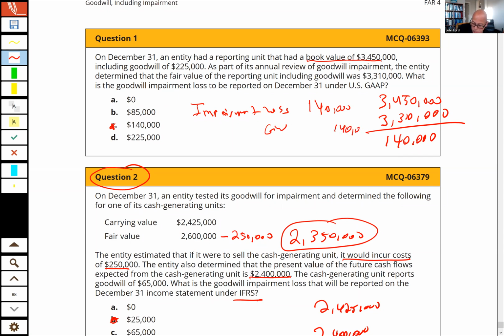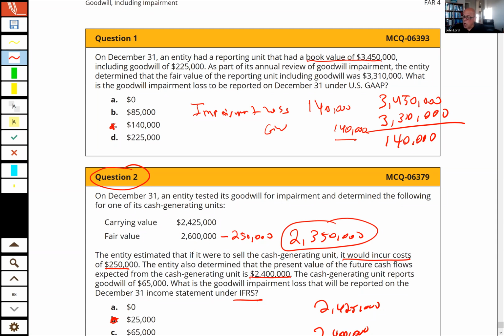Some of you picked B, and I think it was because you were taking the difference off of the goodwill and then showing the resulting balance in the goodwill account after you take it off, which is correct. It would be 85,000 after I take the 225 minus this 140. Yeah, that difference is 85. That's not what they asked. They asked what the goodwill impairment loss will be, not what the resulting goodwill amount is.